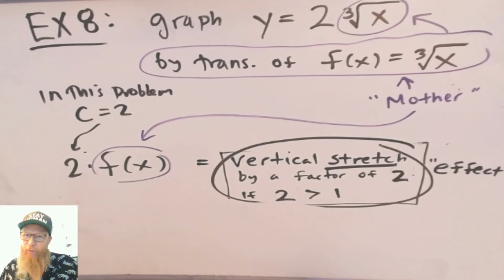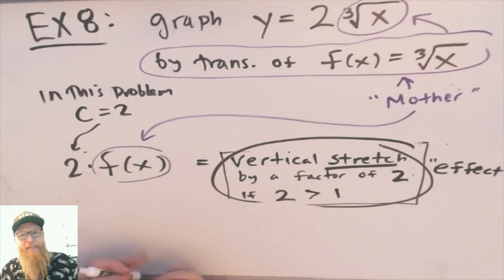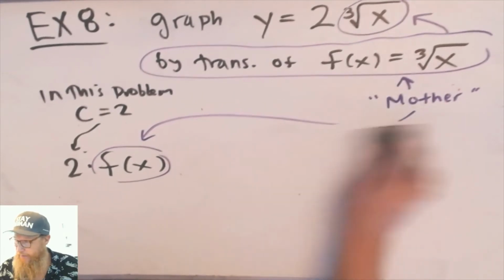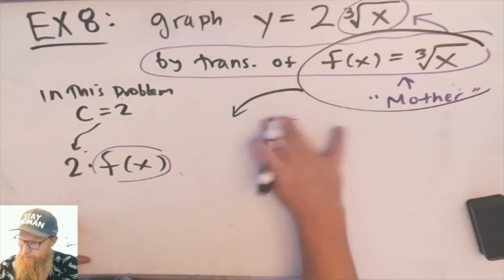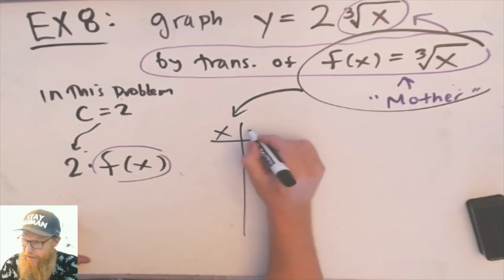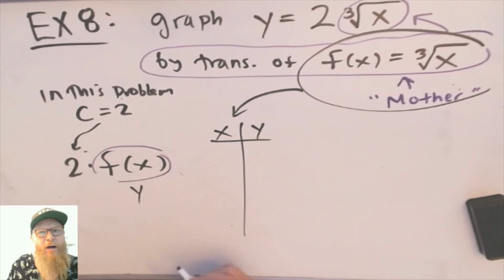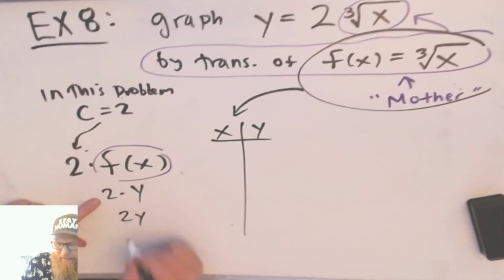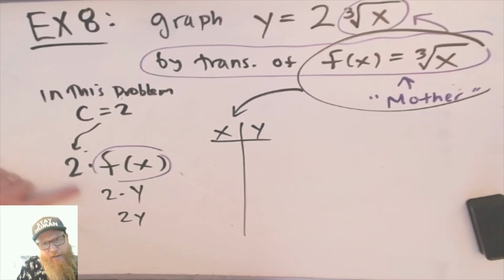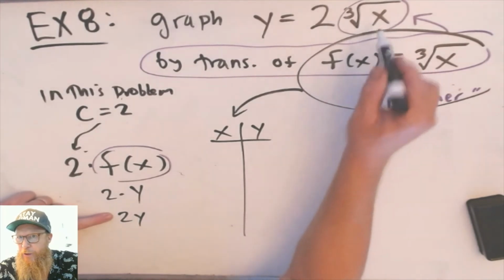I need a table. This has taken up a lot of my space here, so I'm going to go ahead and get rid of this. So here's my mother table. Again, if you like, you can just call it x and y. You don't really have to call it f. This is the same thing as y. So this really means 2y, or 2 times y. These all mean the same thing. Tomato, tomato, tomate.